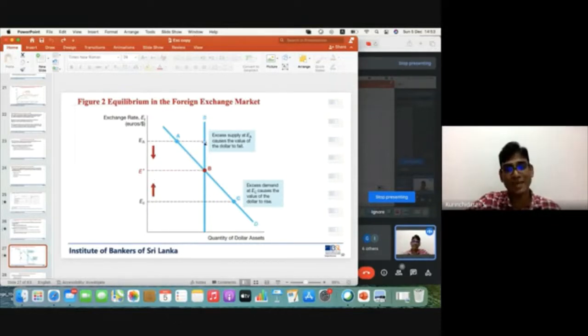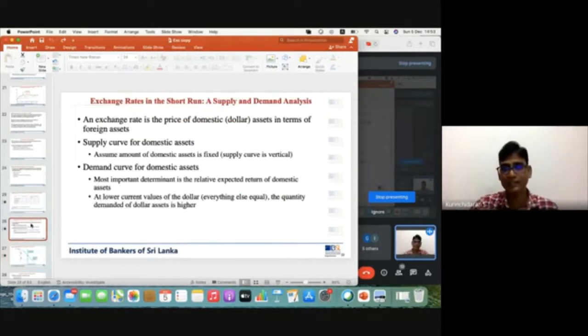So when it comes to excess supply, you have more bonds, but nobody is buying. Then what will happen? Automatically, your currency will maybe from EA to E be depreciated. Right? Clear? So it's basically what is in your market, right? The foreign exchange rate might be determined based on the supply and demand for the domestic assets. Is it clear?